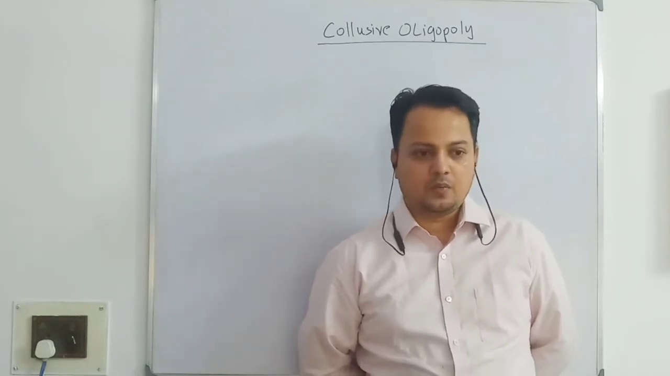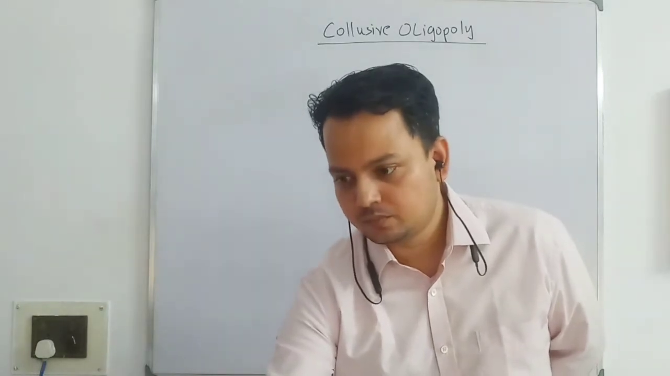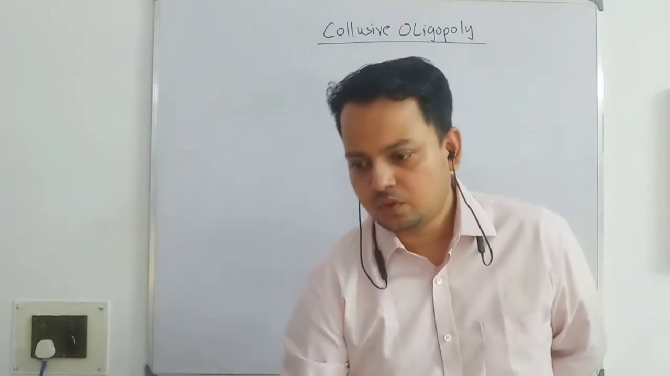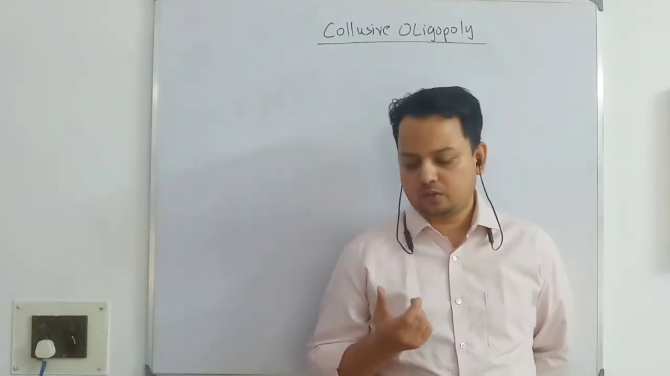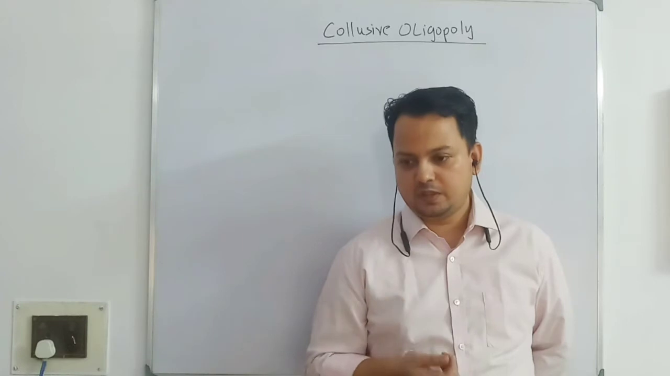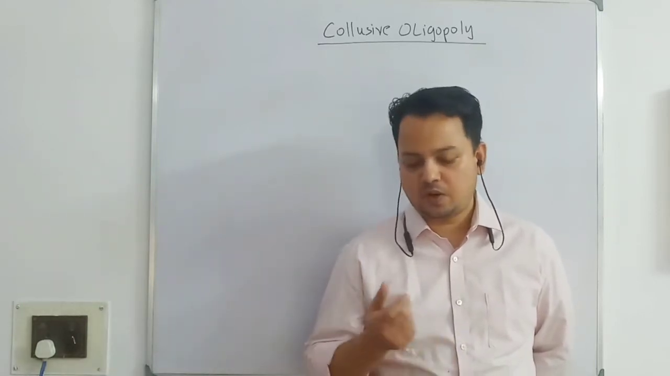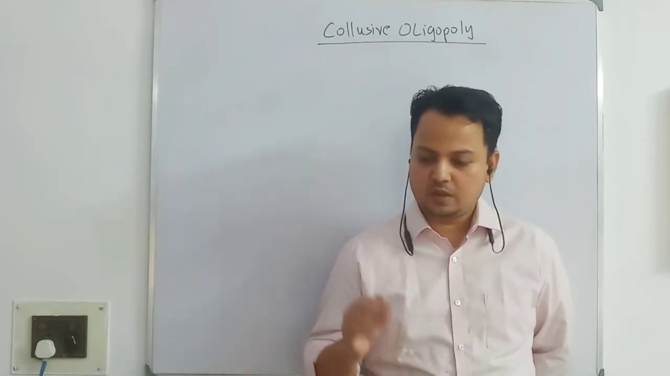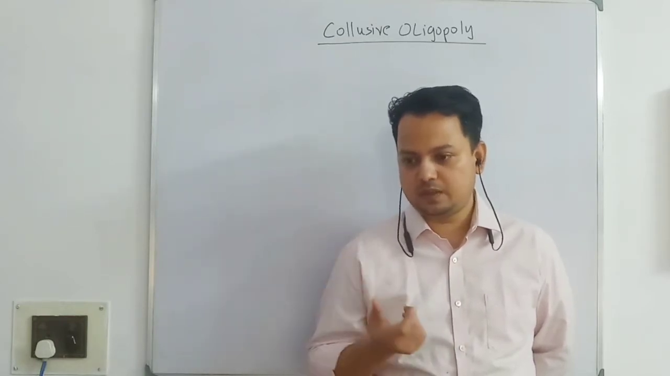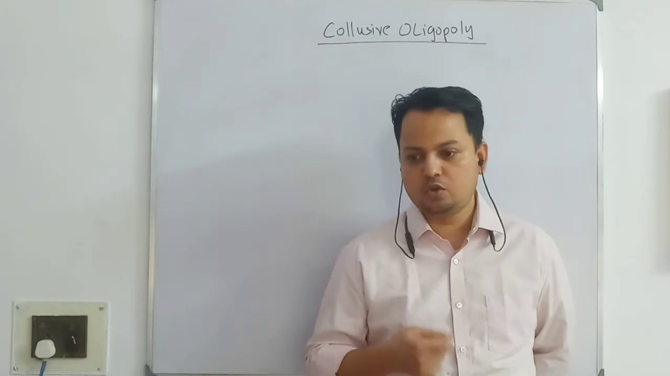When we are moving to collusive oligopoly, in this kind of model, firms will collude with each other. This collusive oligopoly occurs when rival firms agree to work together. If you have a two-firm case, both firms agree to work together and they form some kind of agreement, or collusion.